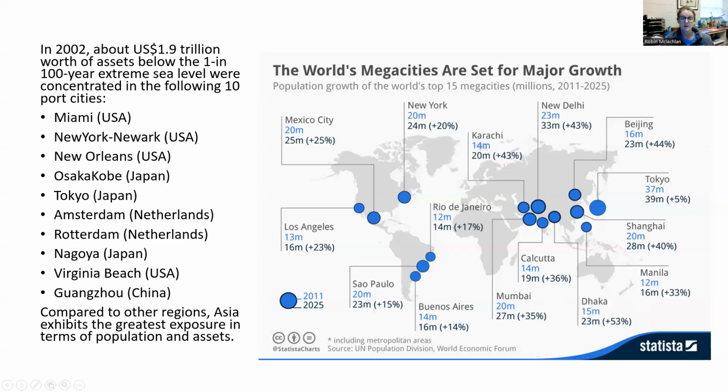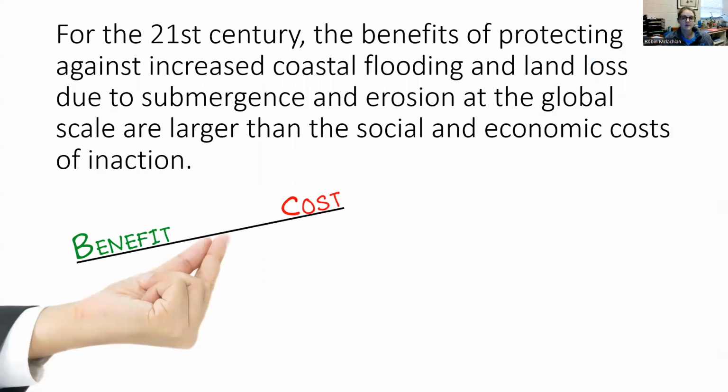Right, so we have a lot of people on our coasts. We have a lot of money and our assets on our coast. So we know that we need to protect these areas from coastal flooding due to sea level rise. And we know that for the 21st century, the benefits of protecting against increased coastal flooding and land loss is actually going to be more cost effective compared to doing nothing and just letting it happen. So it's better to spend money now to prevent some sort of disaster rather than wait for the disaster and then pay for it later.